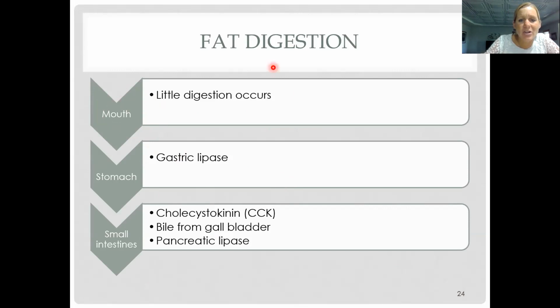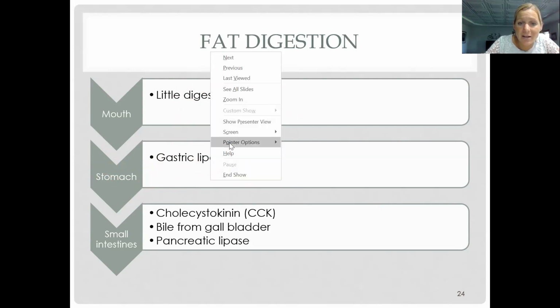Fat in the mouth, little digestion is occurring there, maybe a little bit of mechanical breakdown, but no chemical breakdown occurring. Move through the esophagus into the stomach, and in the stomach, I'm going to release something known as gastric lipase. And gastric lipase is going to break down those triglycerides into a diglyceride and a fatty acid tail, or a free fatty acid. Let's see if I can draw something like this for you.